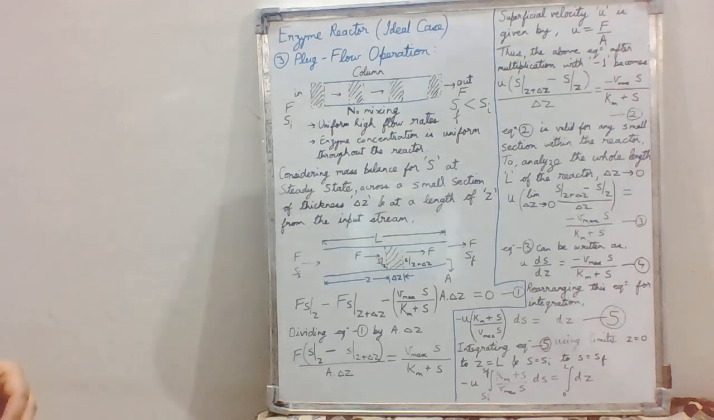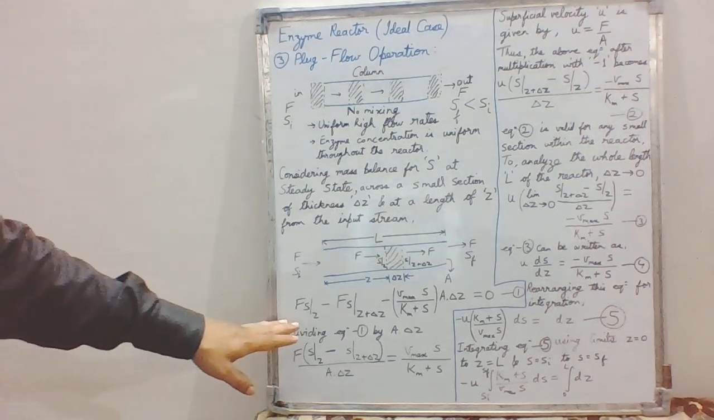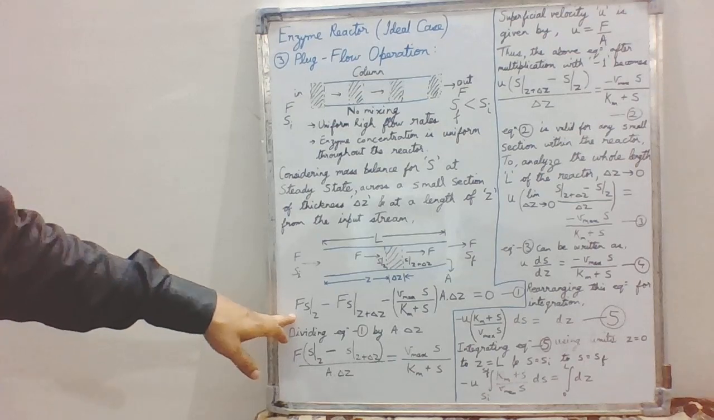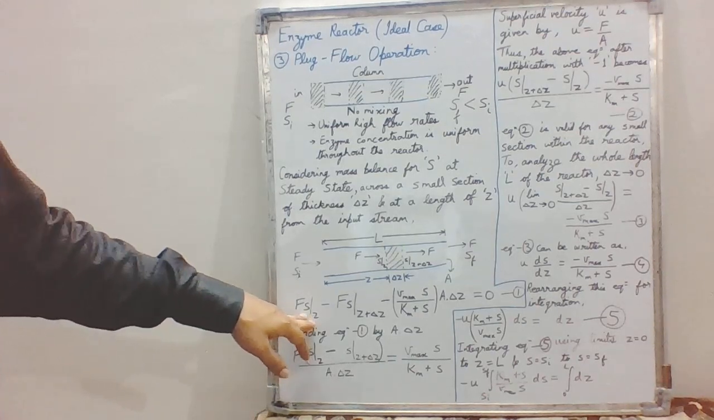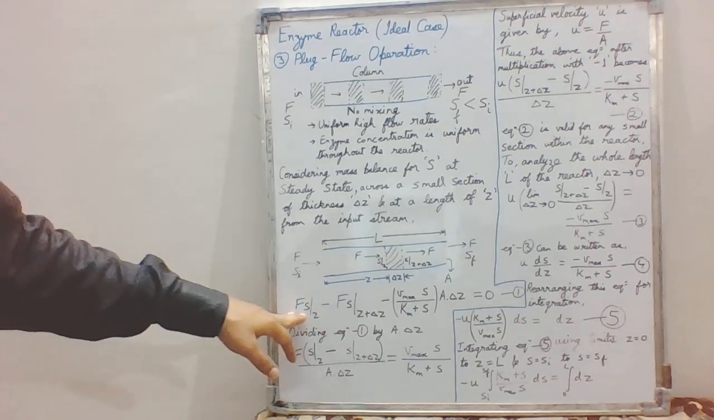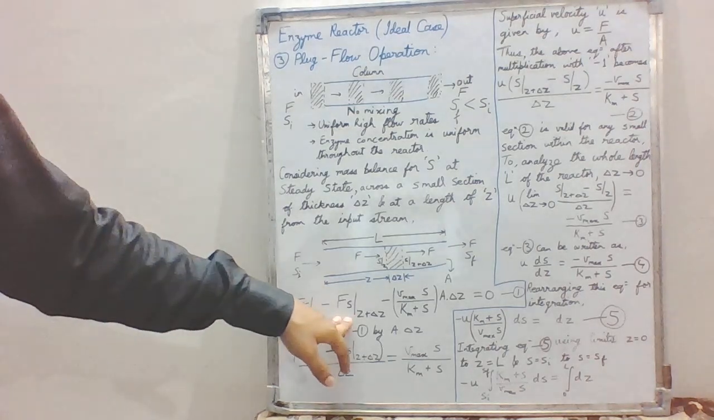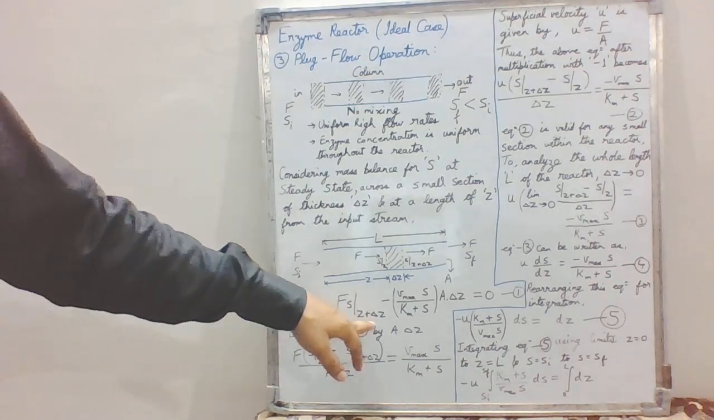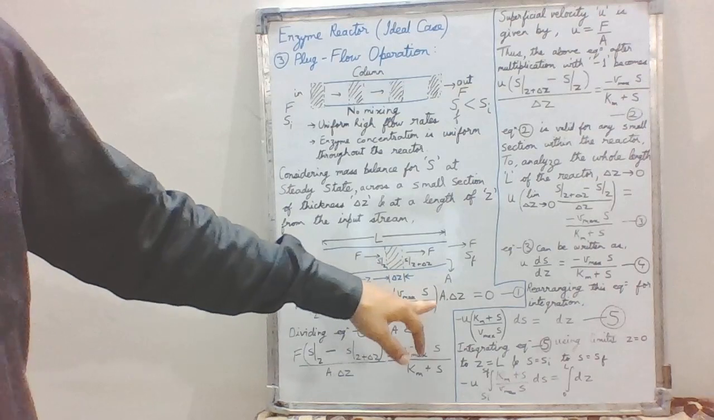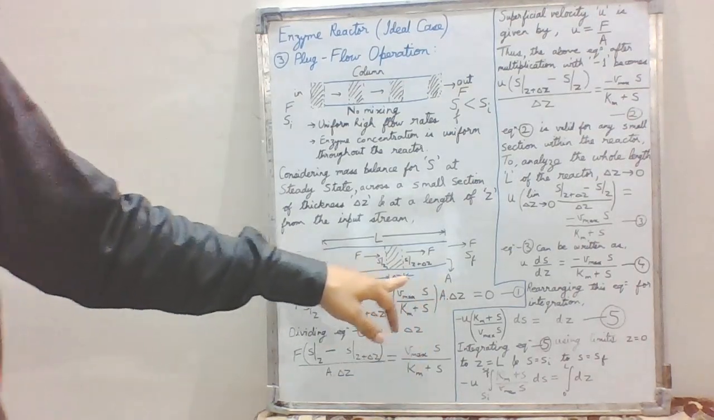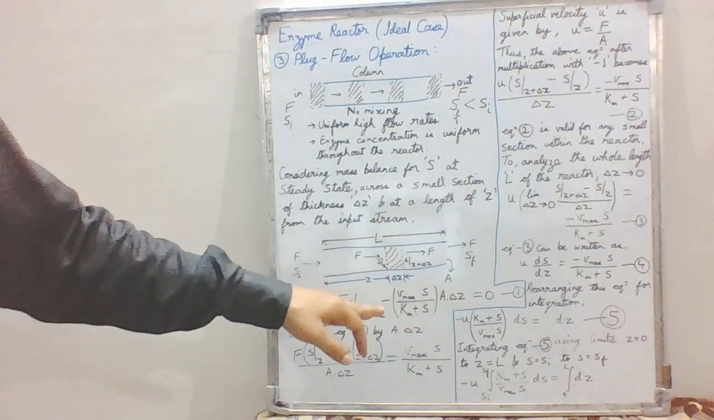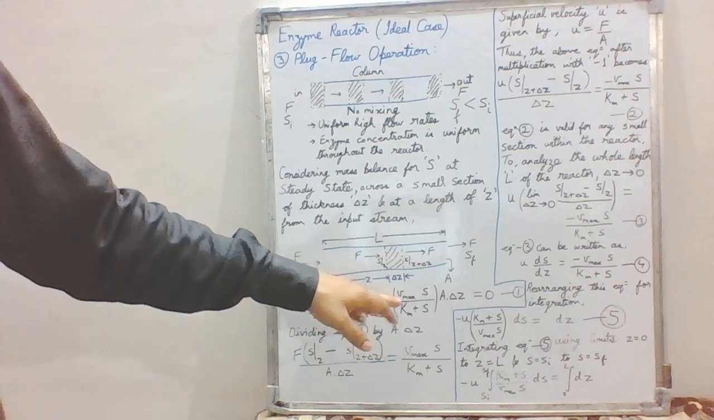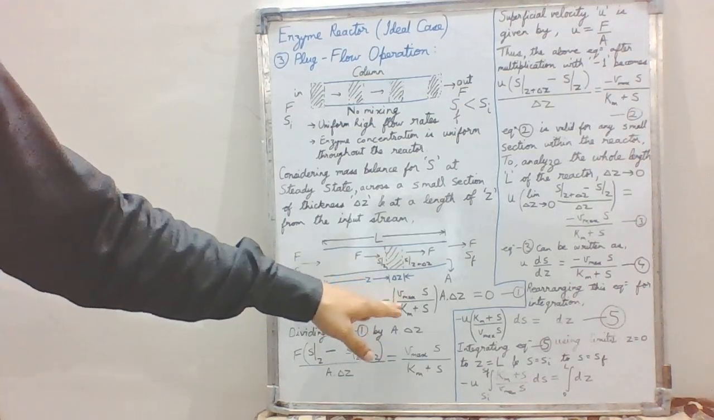So now let us assume the case of free enzymes. This is the volumetric flow rate F, and this is the substrate concentration. This gives us the mass of substrate entering at Z minus the mass of substrate leaving at Z plus delta Z. And this is the rate of reaction, which depends upon the enzymatic reaction we are using. These are the enzyme kinetic constants, Vmax and Km.